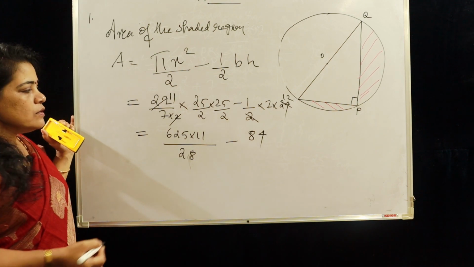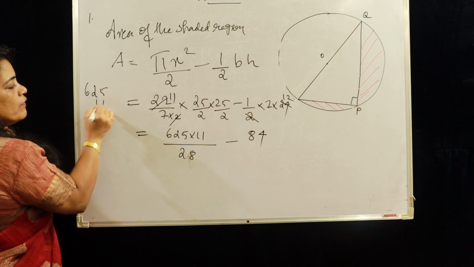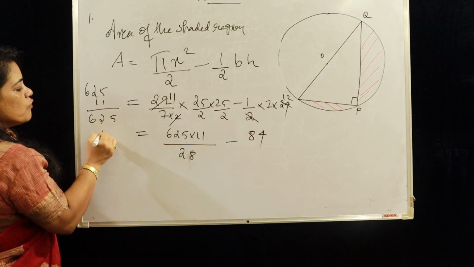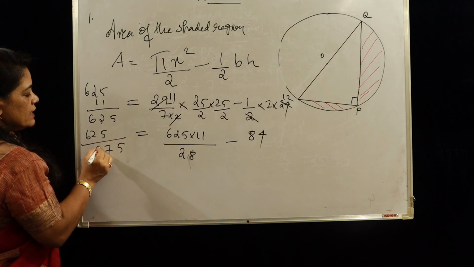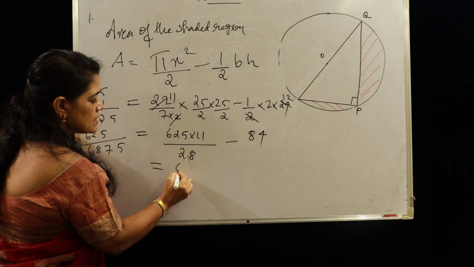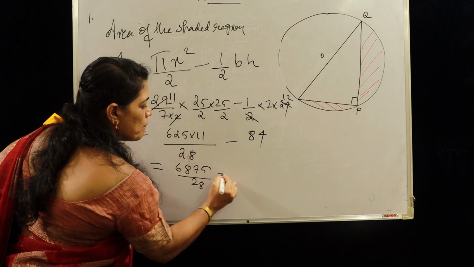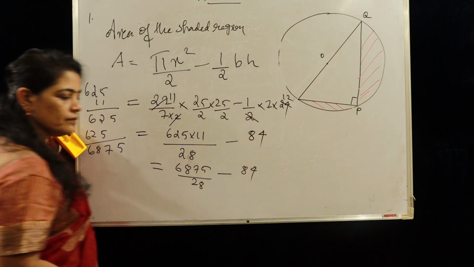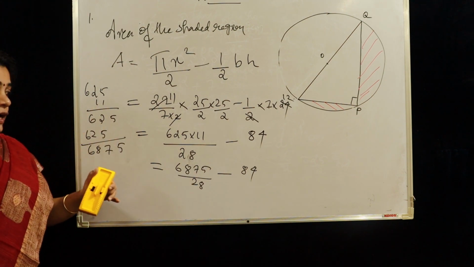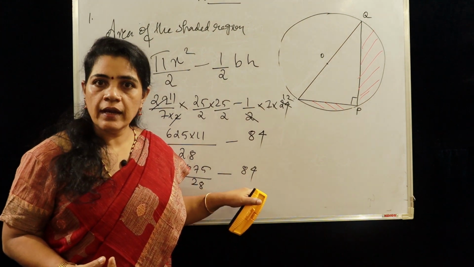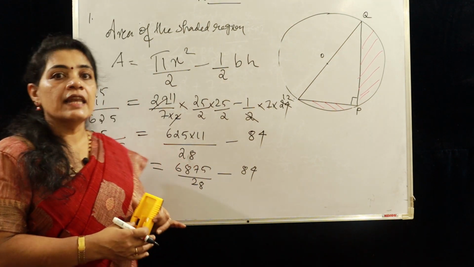So again you can multiply 625 into 11, that is 6875 by 28 minus 84. You need not reduce this first term. Then you have to cross multiply, that is 84 into 28, the whole divided by 28, that is the next step.